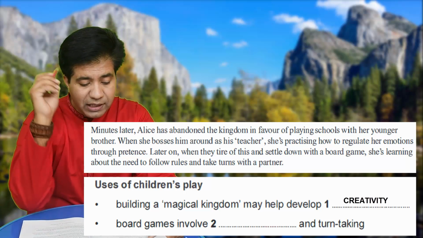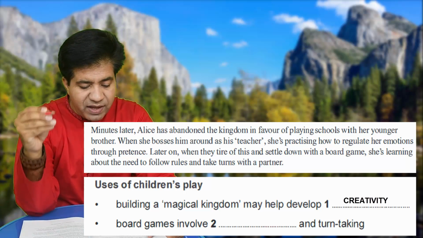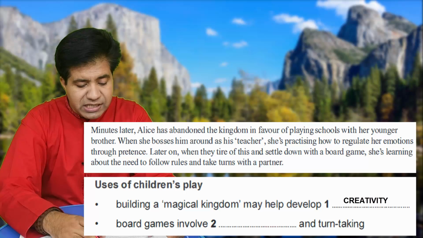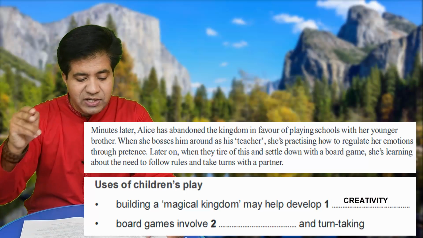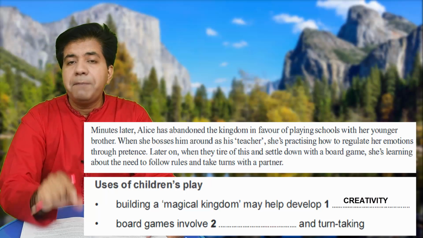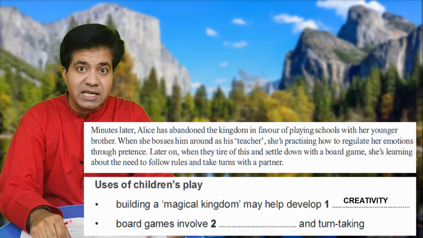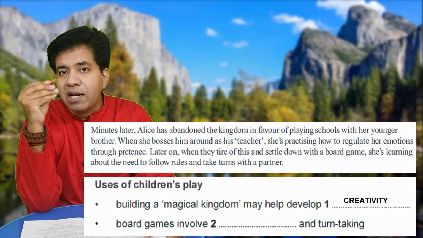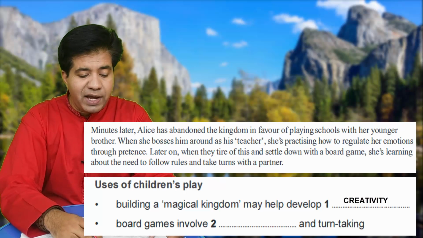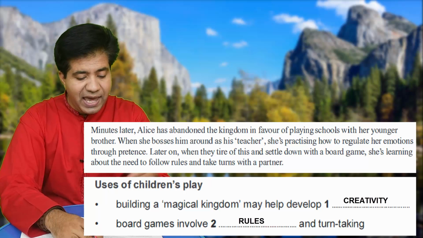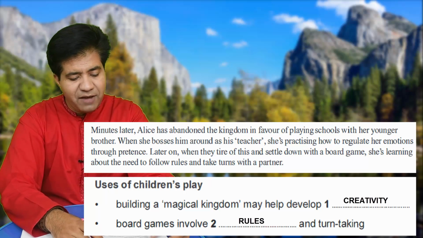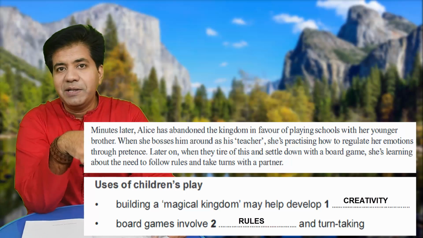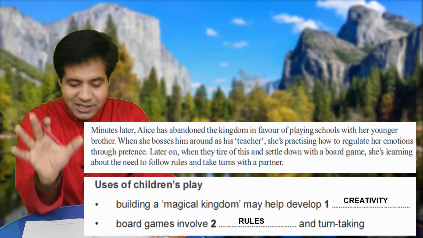Now see, board game. In this line there's going to be the answer. Later on, when they tire of this and settle down with a board game, she's learning about the need to follow rules and turns with a partner. For this they have written the word turn taking. And then the other thing is need to follow rules. Now you are allowed to write one word only. That is why the answer is going to be rules. And take turns with a partner, instead of that they have used the word turn taking. So board games involve rules and turn taking. Clear? Is it okay? Alright, let's go on.